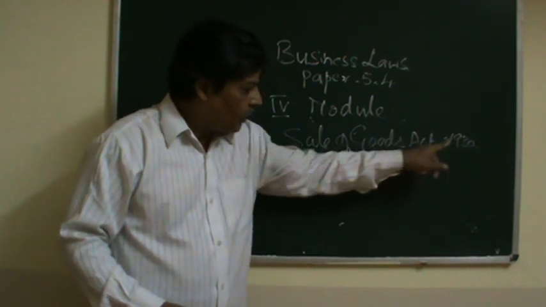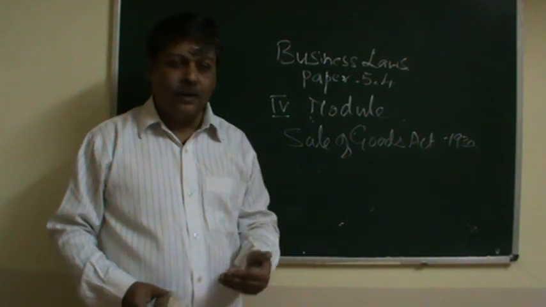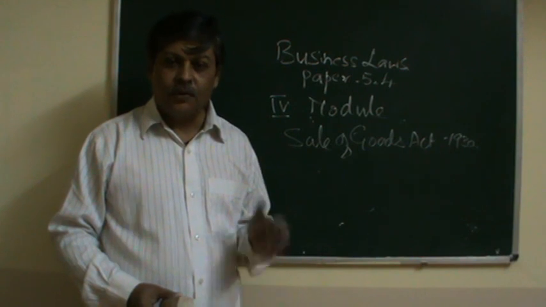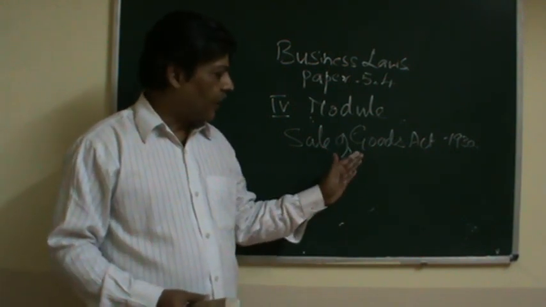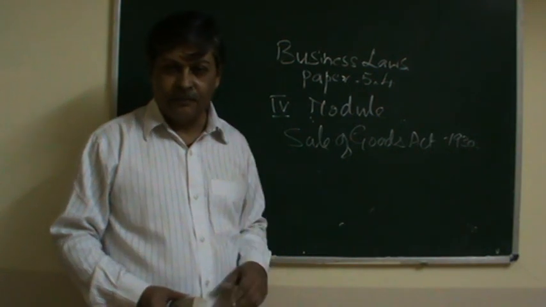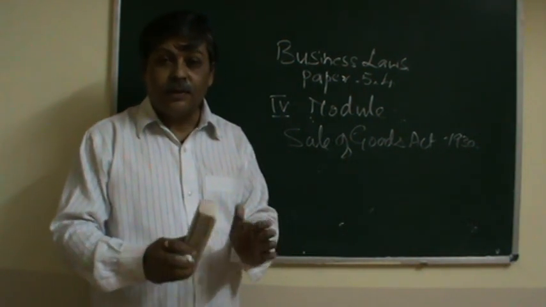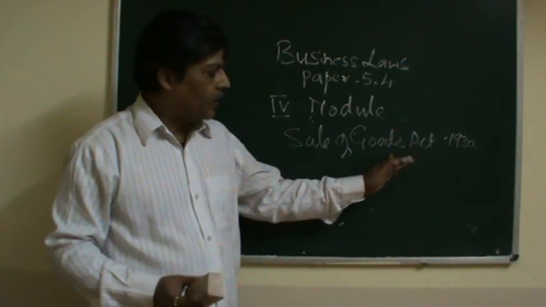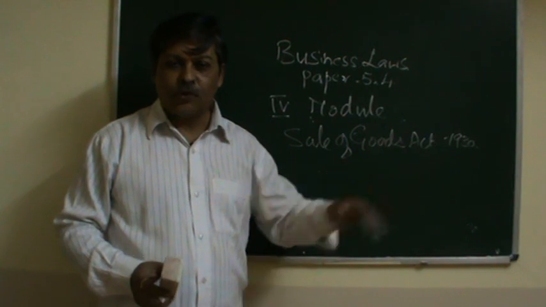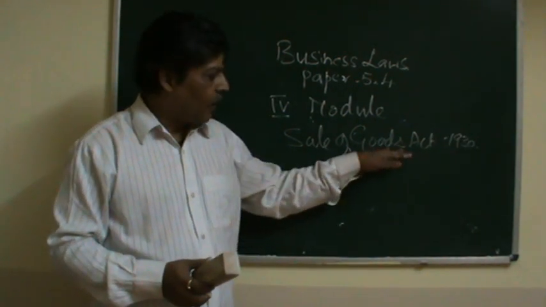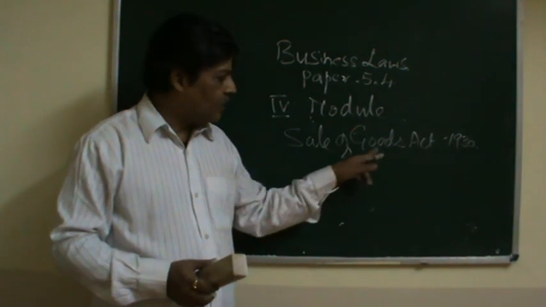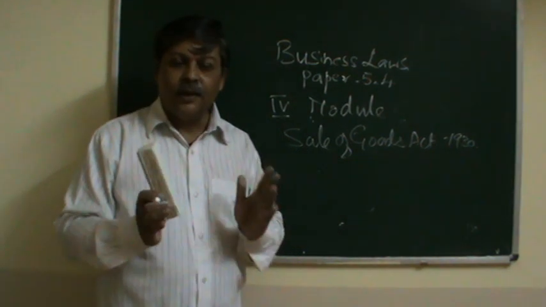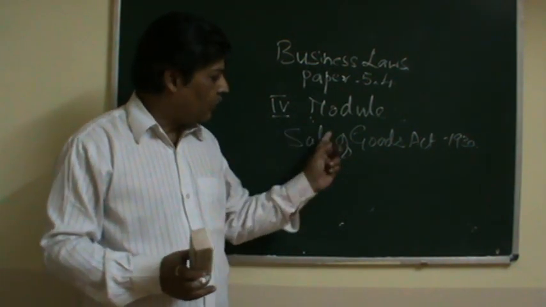Before 1930, the law relating to the sale of goods was a part of the Indian Contract Act. But in 1930, it was deleted from the Indian Contract Act and a new act was framed, the Sale of Goods Act. This is the independent act, and in the fourth module we are going to study this.